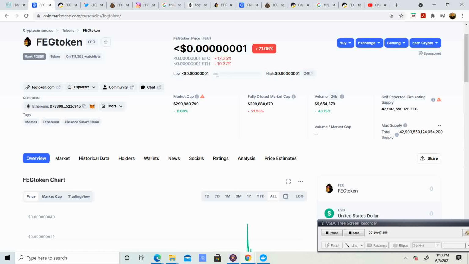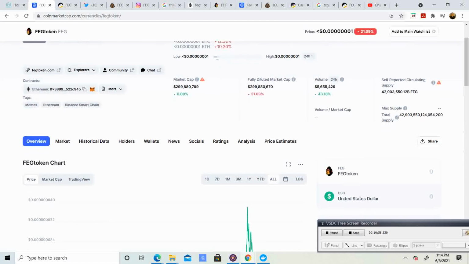Definitely when the bull run comes back, which like I said, I believe is going to come back in the fall, I definitely think FEG token will be one that runs. So that's just my opinion.